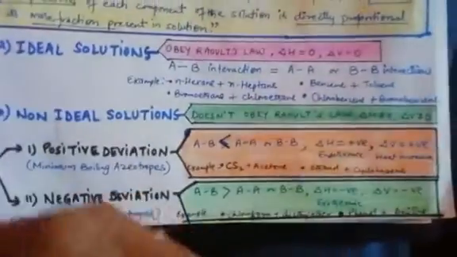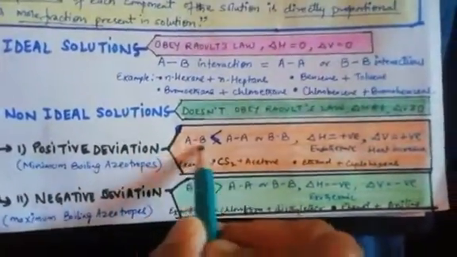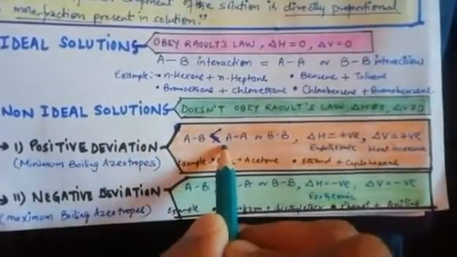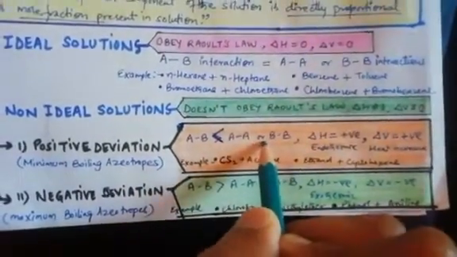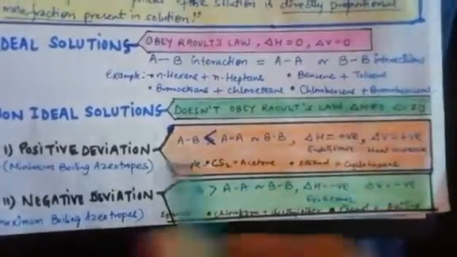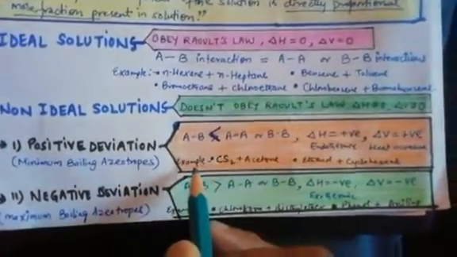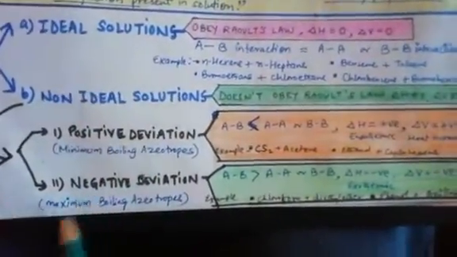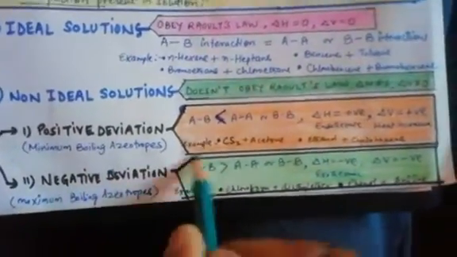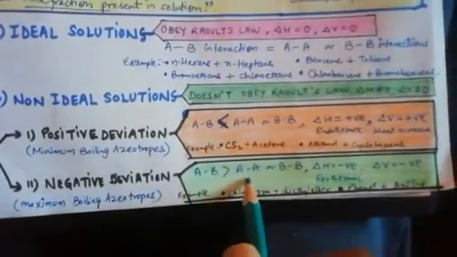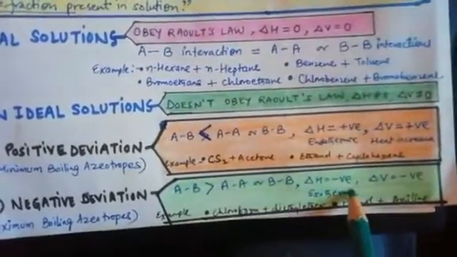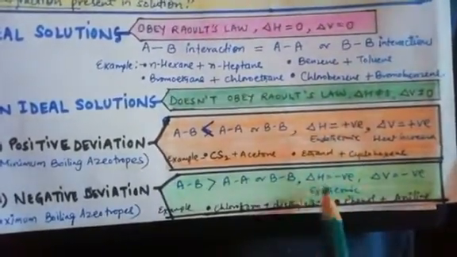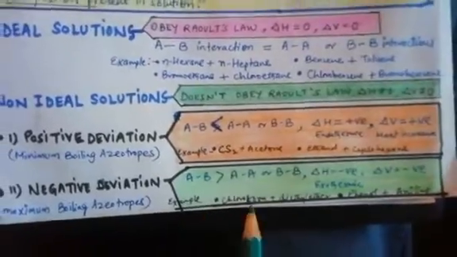Okay, for example, the following we discussed in the last video also. In a non-ideal solution with positive deviation, the A-B interaction in solution is weaker than in pure solvent and pure solute. Delta H is positive and delta V is positive, and examples we discussed last time. Non-ideal is of two types, positive deviation and negative deviation. In the graph form we discussed last time, in negative deviation the interaction of molecules is greater than in pure solute and pure solvent. Delta H is negative here, delta V is negative here. The reaction is exothermic. Some examples are there.